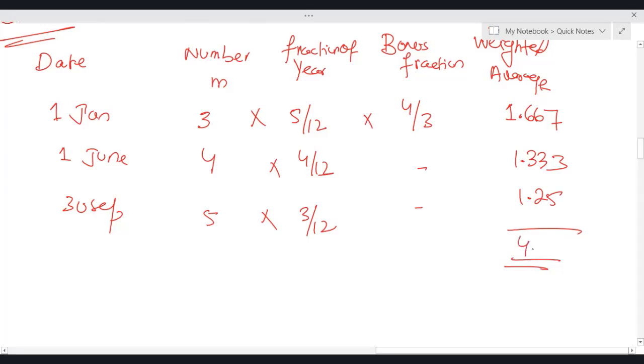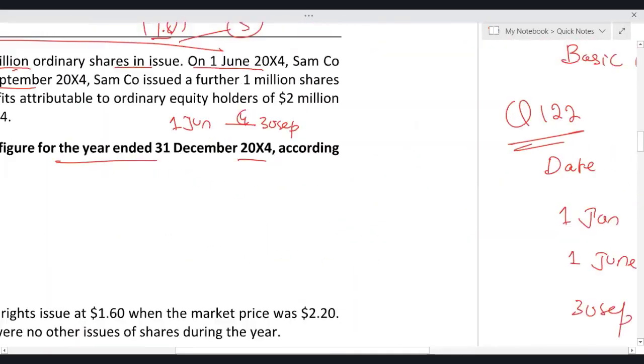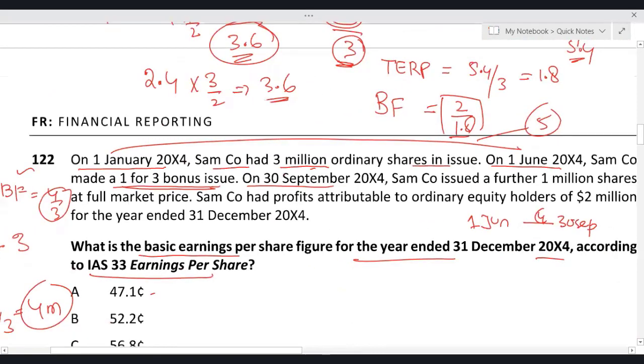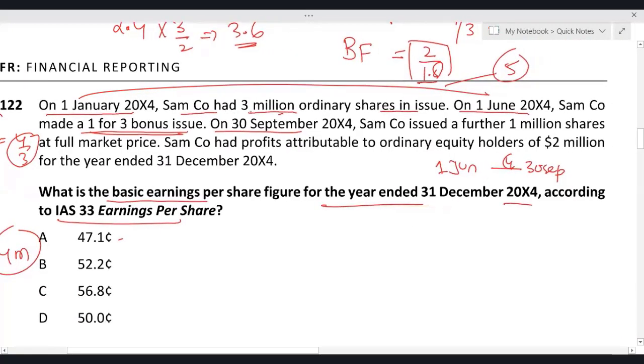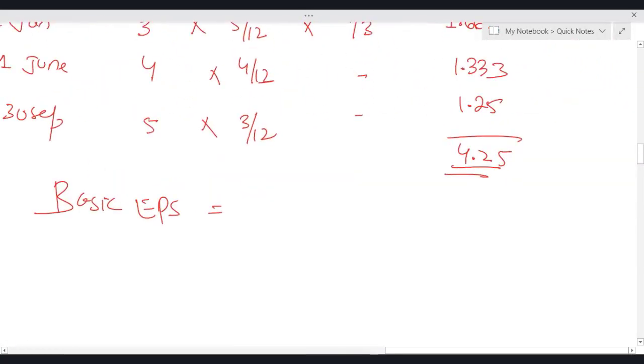So weighted average shares, I'm getting 4.25 million. Now simply get basic EPS. Let's see profit after tax. Sam company had profit attributable to ordinary shareholders 2 million. So 2 million divided by 4.25 million.